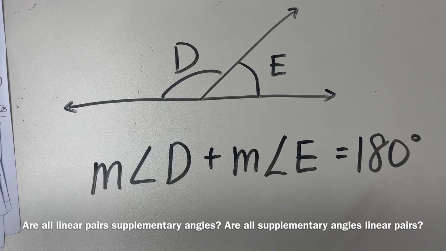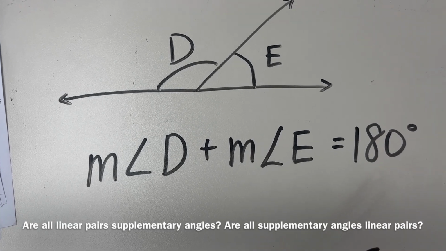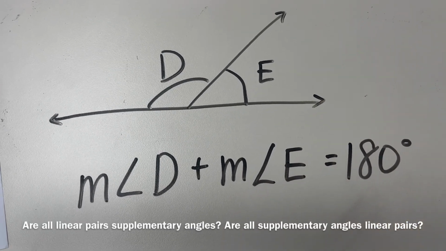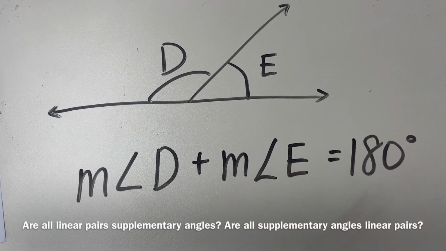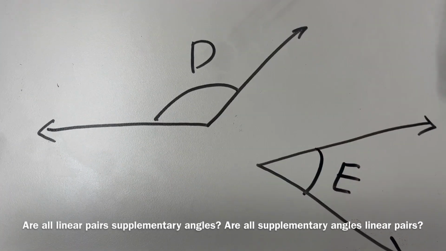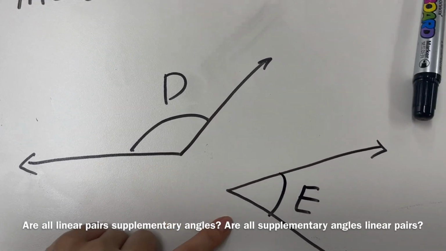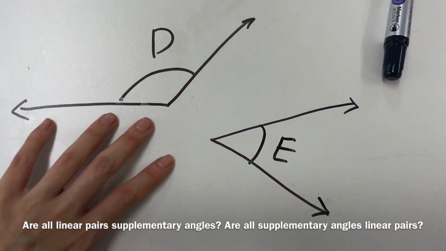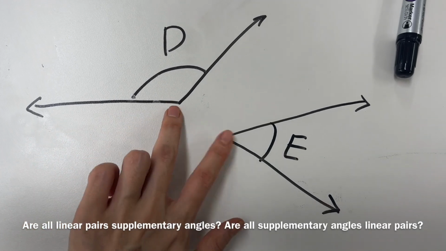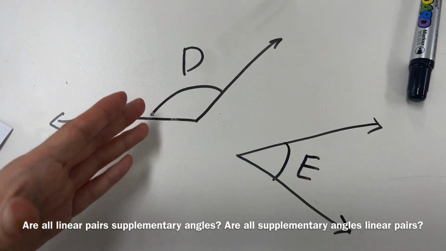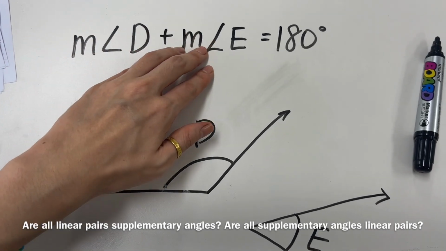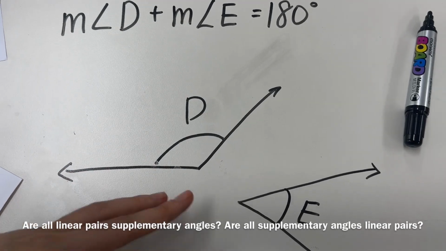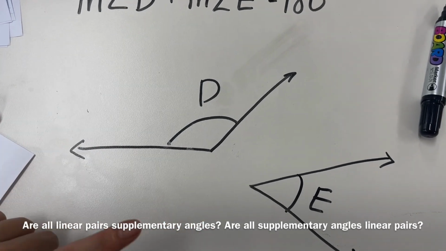But what if I take D, let D stay where it is, but I take E and then I rotate it like this. So I have an angle D and I have an angle E. When we put them together, they don't necessarily form a straight line, right? Because they're a distance apart. However, when we go ahead and add the measurements of D and E, they still turn out to be 180 degrees. So yes, they're still supplementary, but they're no longer a linear pair.